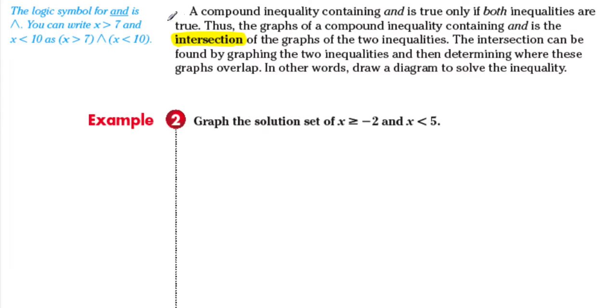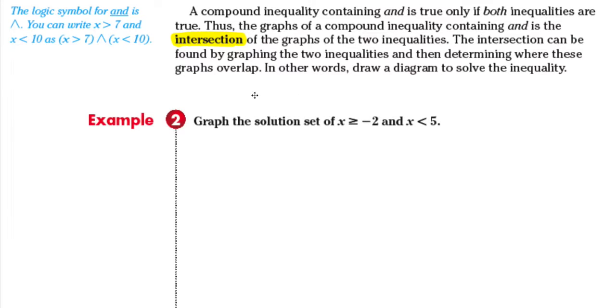So a compound inequality containing and is true only if both inequalities are true. When you see the word and in a compound inequality, it is only true when both inequalities are true. The graph of a compound inequality containing and is the intersection of the two inequalities. The intersection can be found by graphing the two inequalities, then determining whether these graphs overlap. In other words, draw a diagram to solve the inequality.